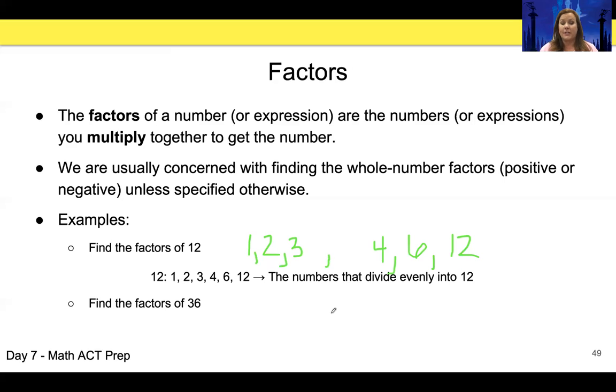36, here's a great example. I go 1, 36, because I instantly think of 6 and 6 and 9 and 4. But is 36 divisible by 2? Well, yes, it's an even number. That's 18. I don't think of those factors offhand.